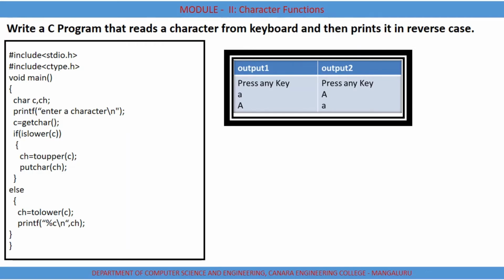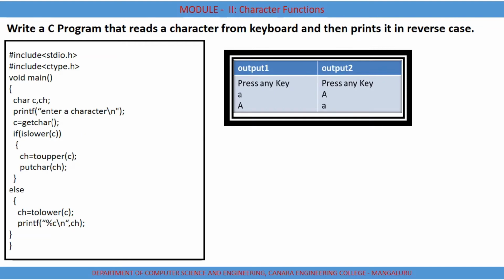So #include <stdio.h>, as you all know, it is for the standard input output. Then I'm going to make use of the built-in character functions. That's why I have to include the ctype.h. Again, I have to accept a character from the user, that is from the keyboard. So I need to store it somewhere. So for that I have declared a variable c, which is of character type.